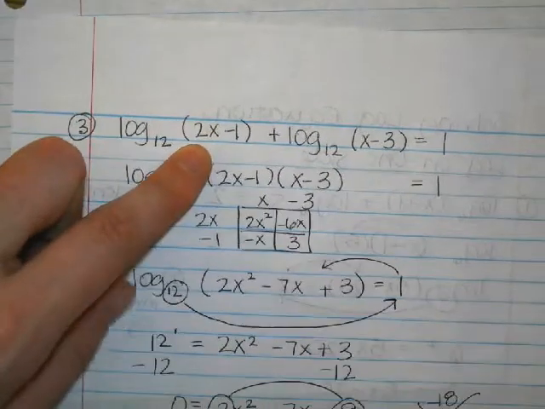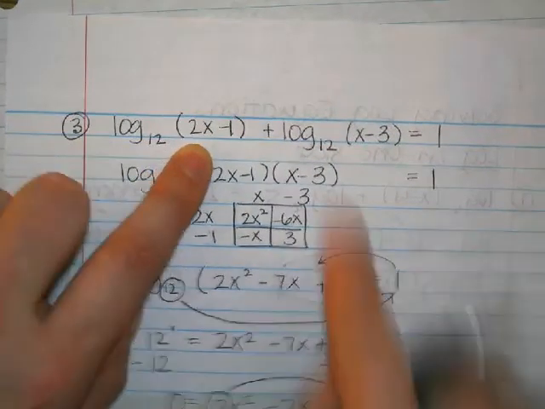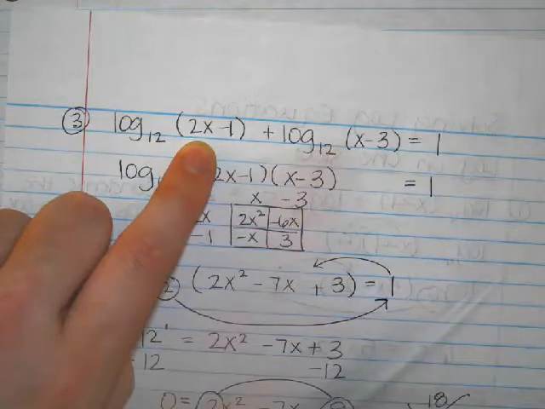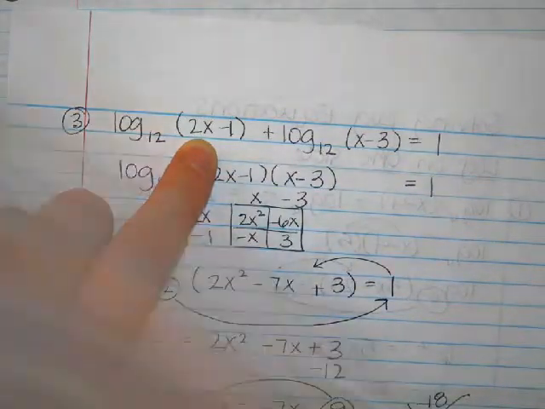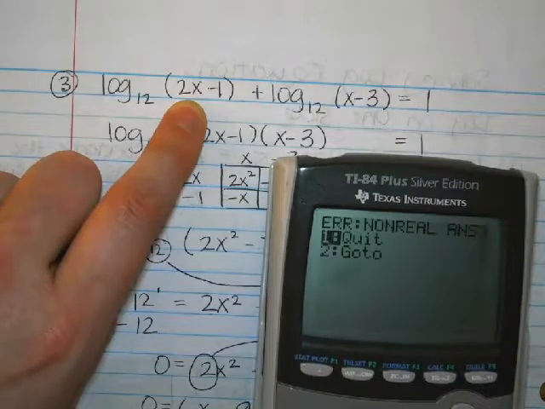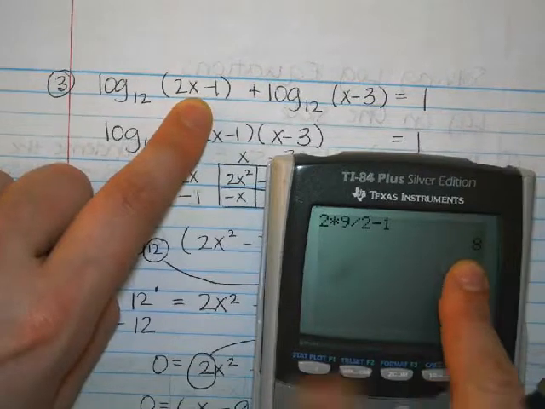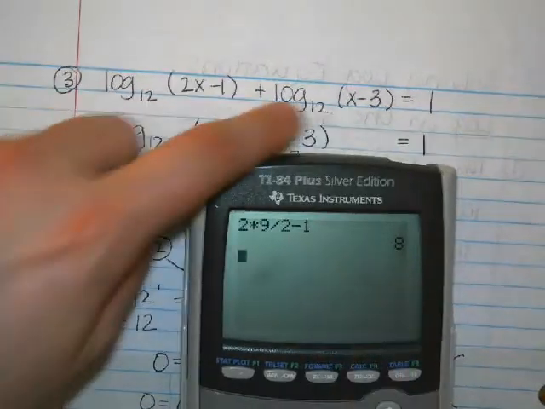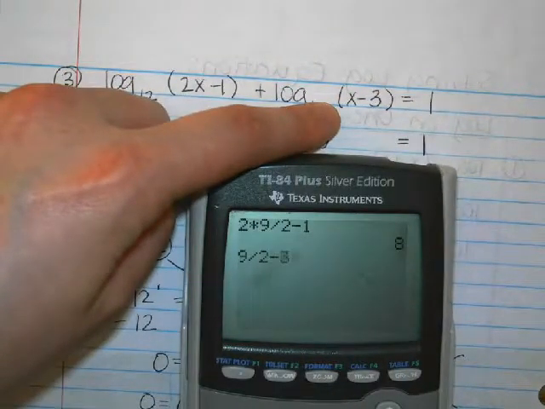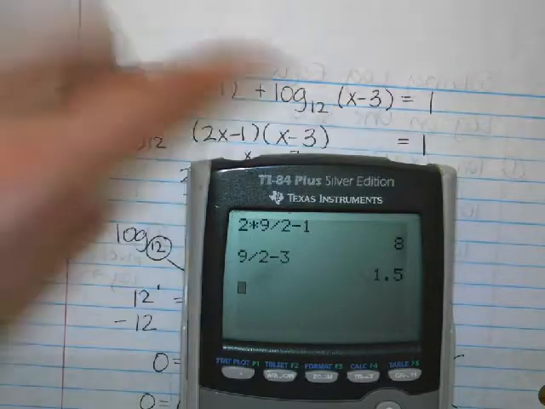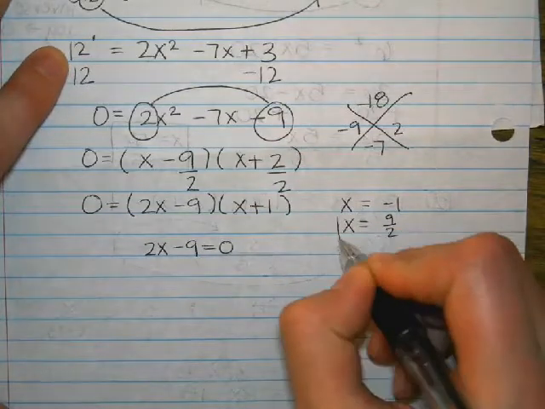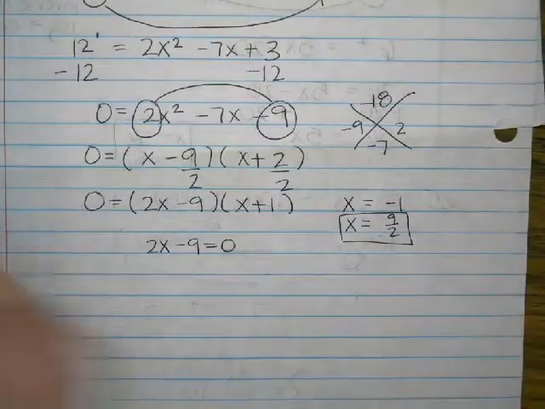Because we have to go back to the beginning and make sure our answers are okay. So we have to be careful. If I plug in 9/2, I've got 2 times 9/2 minus 1. Is the 9/2 okay for the first one? Yes. If I do 9/2 minus 3, is 9/2 okay for the second one? Yes. So 9/2 is a great answer. We like that one. The other one does not work.